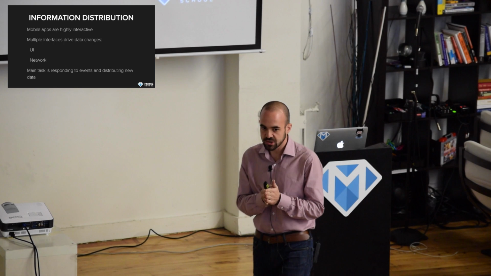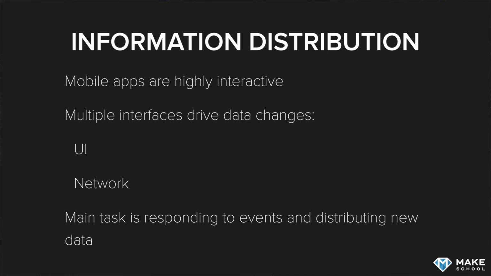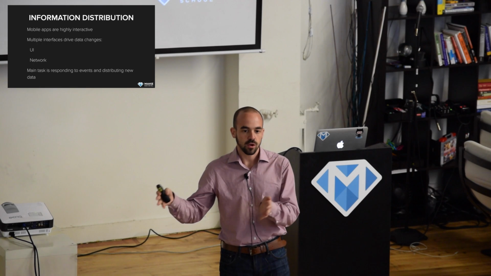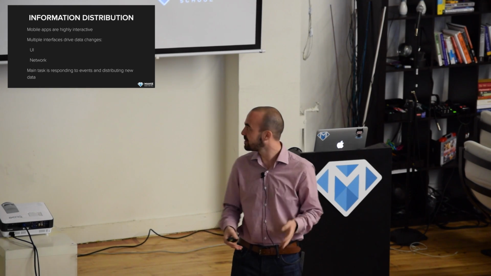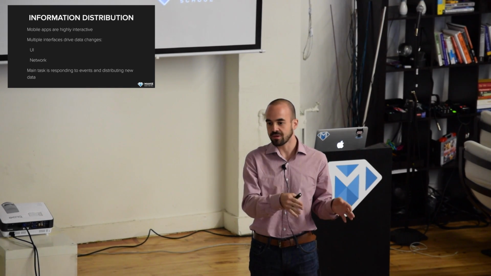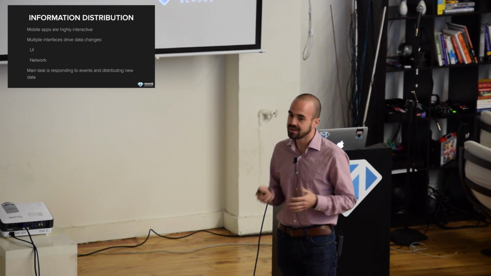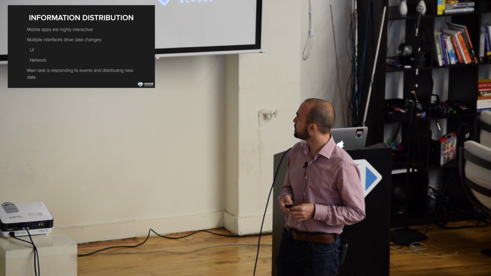So why is information distribution a relevant topic in UI apps? That's basically because they're super interactive, and you have multiple different interfaces where information comes into your app. That is either the UI, maybe the network, maybe the file system. Your main task is responding to these events and passing on information to relevant parts of your code, and then responding to these events with some reaction on the UI again. So communication between the user interface and your business logic is one of the things you'll be dealing with most, and you'll spend a lot of time designing that interaction.